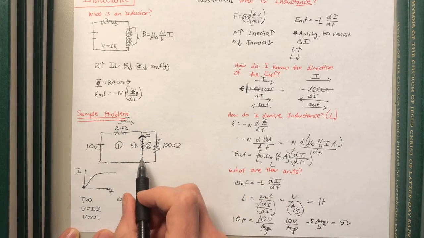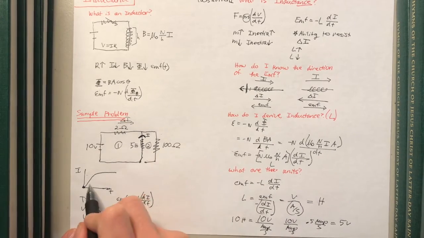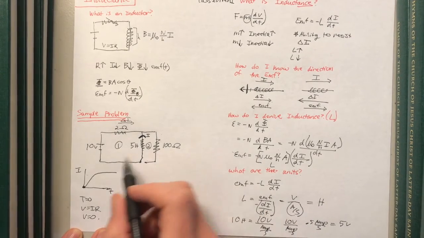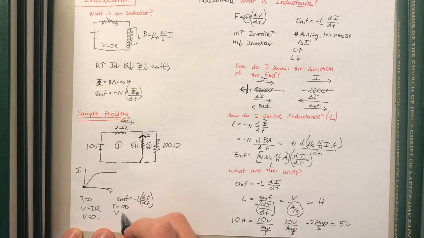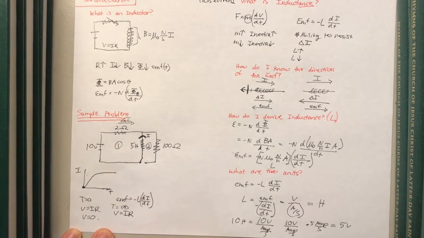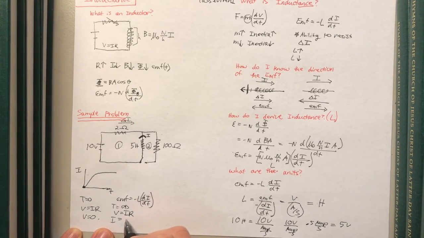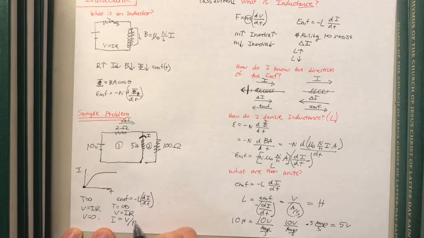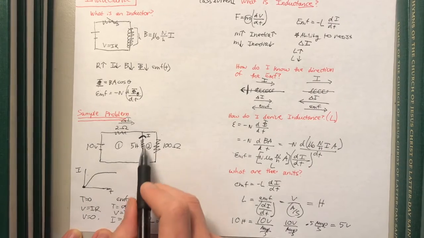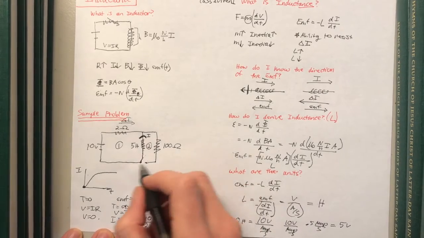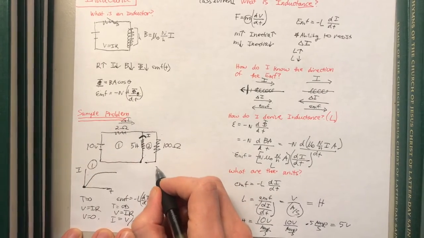Okay, now we can find what the current is across this at time equals infinity, after it has leveled out. The current can be found using V is equal to IR, and so we can say the current is equal to V over R, which is 10 over the resistance right here, 2. So the current flowing through, once it's stabilized, is 5 amps. Now, this is part 1. Moving on to part 2.